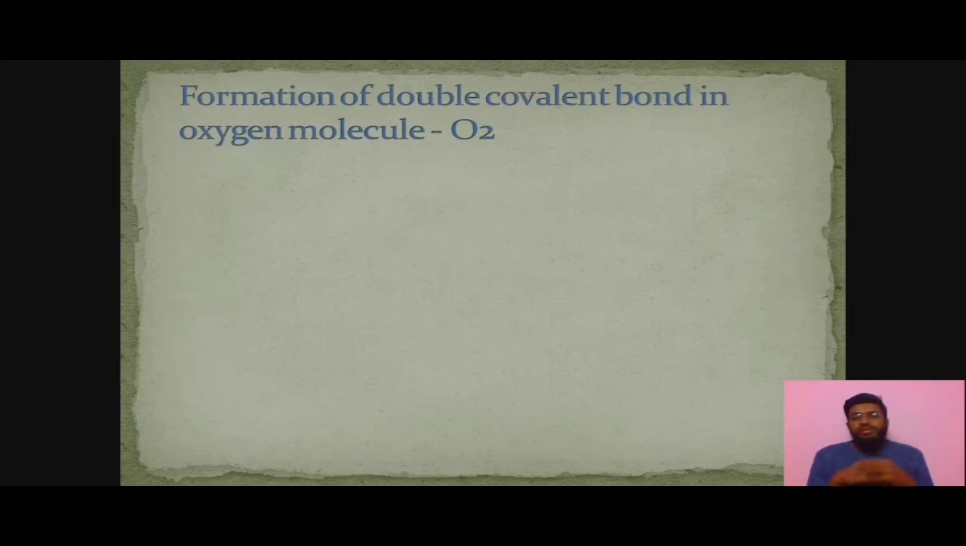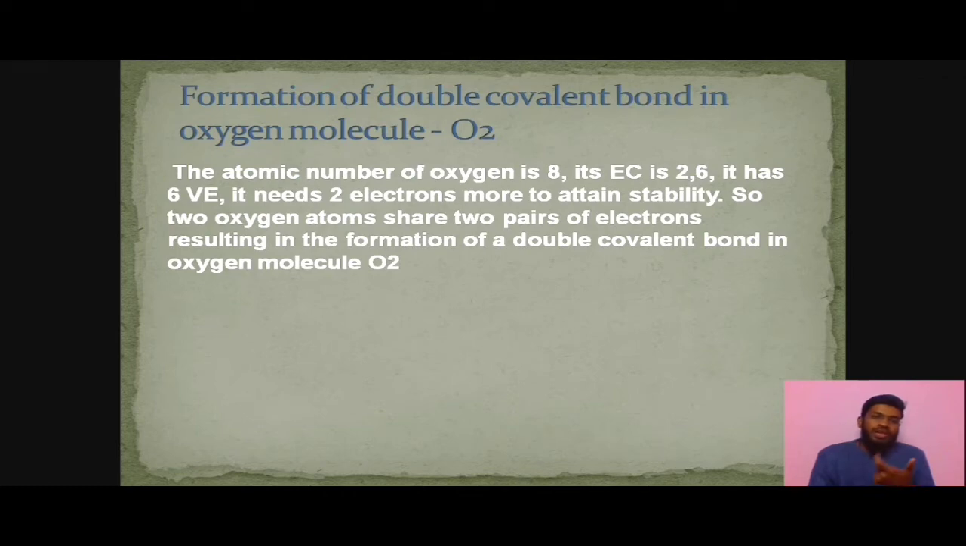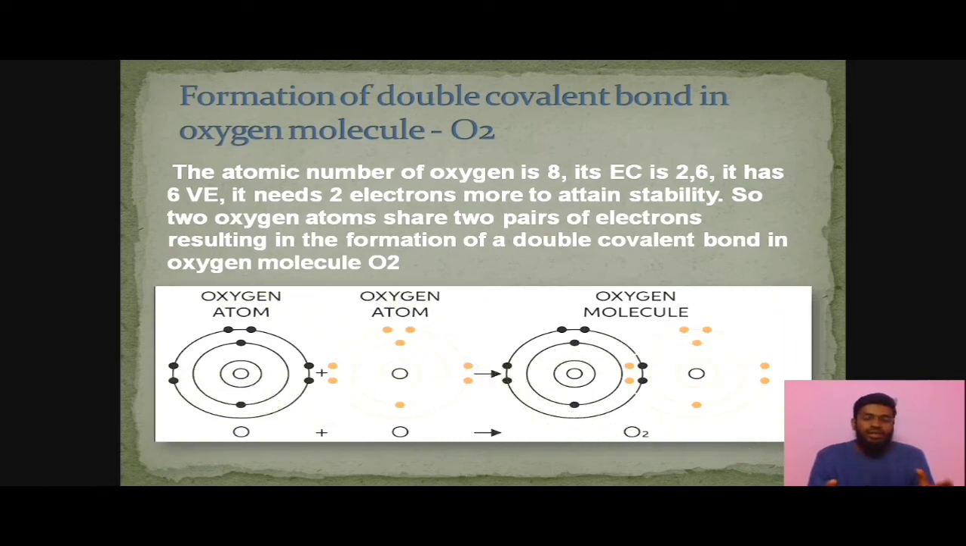Next, the formation of a double covalent bond, the oxygen molecule. Oxygen has atomic number 8. Its electronic configuration is 2, 6. So it has 6 valence electrons, and to attain stability, it needs 2 more electrons. So 2 oxygen atoms share 2 pairs of electrons, resulting in the formation of 2 covalent bonds in the oxygen molecule. Here the image shows that the oxygen atom combines with the other oxygen atom and forms 2 covalent bonds between the 2 oxygen atoms.